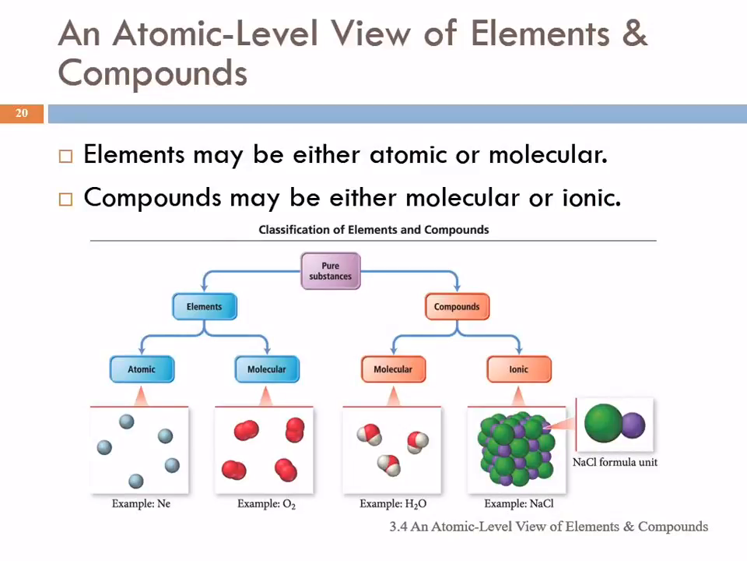An atomic level view of elements and compounds. So we've talked about pure substances being divided into elements and compounds. We're going to look at each of these categories a little closer. Elements can be either atomic or molecular, and compounds can be either molecular or ionic. And where we see those differences is down on the particle level or the atomic level.